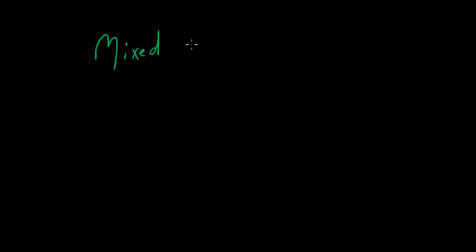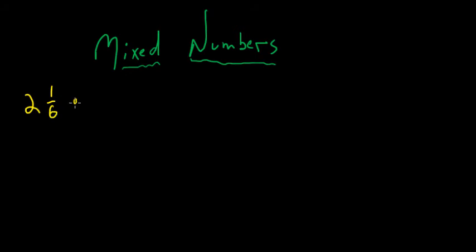Alright, and finally, mixed numbers. That's right. You got whole numbers and you got fractions. They're mixed. They're amazing. But you can't use mixed numbers. You have to turn them into improper fractions. So 2 1/6 times 4 1/2.